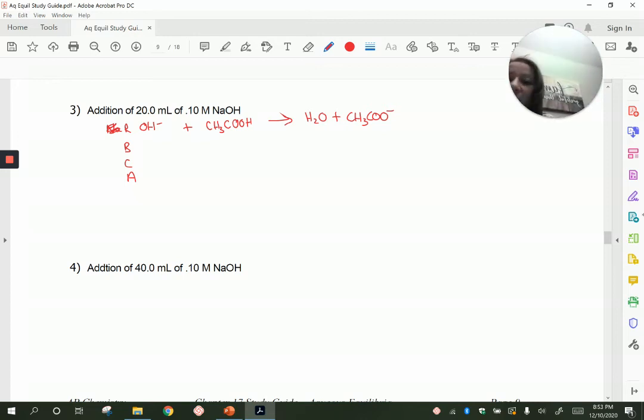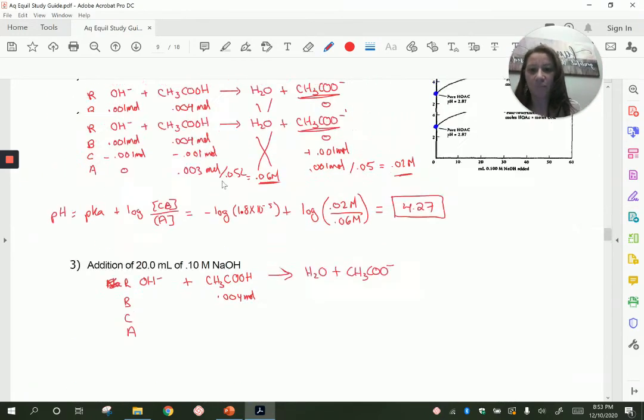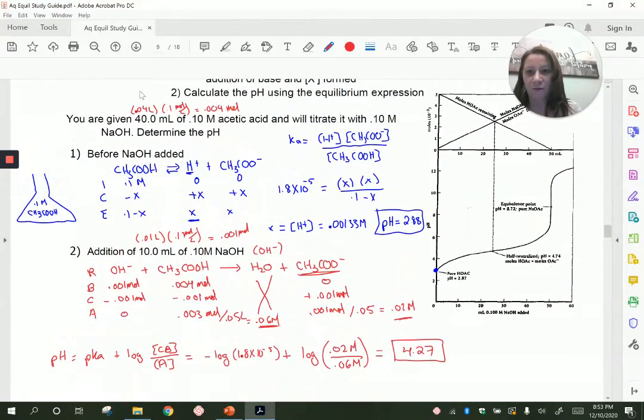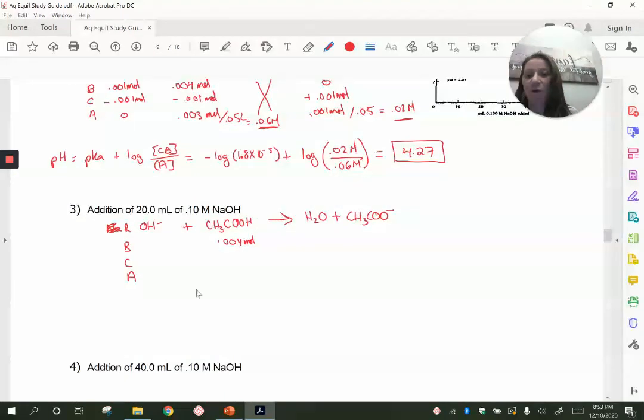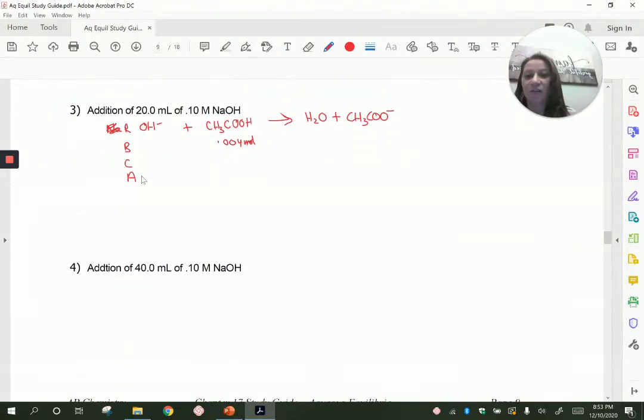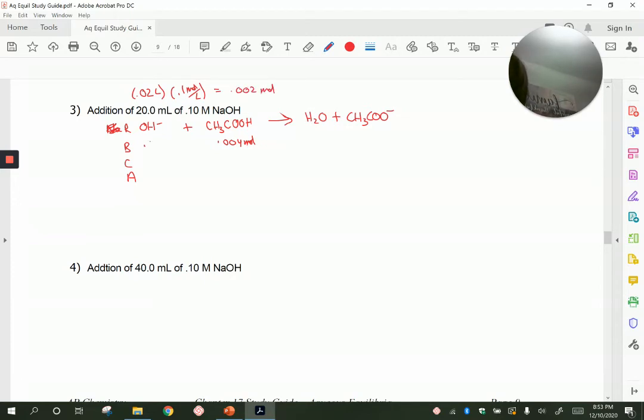So our acid is not going to change. I still have 0.004 moles because I had my 40 mL of the 0.1 molar right here still, right? But my base, now I have 20 mL of 0.1 molar. So 0.02 liters times 0.1 moles per liter. That gives me 0.002 moles.